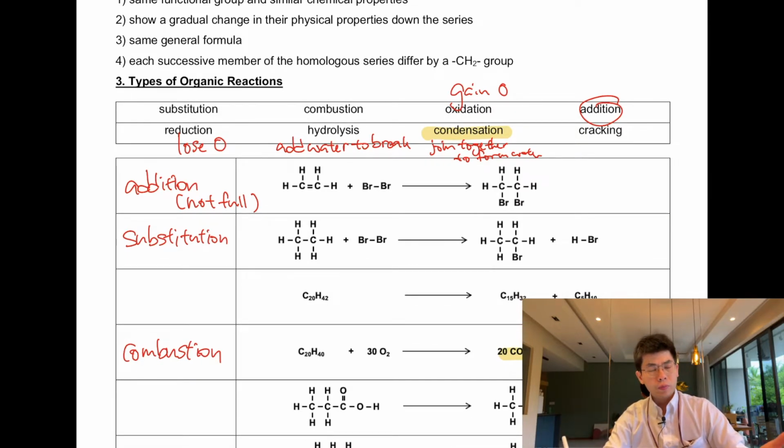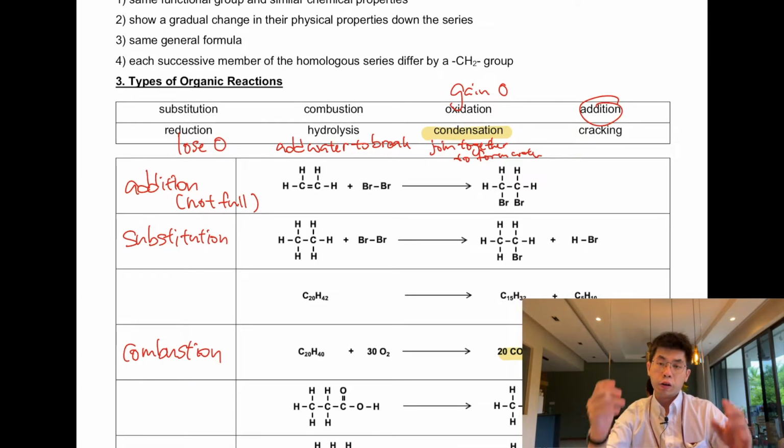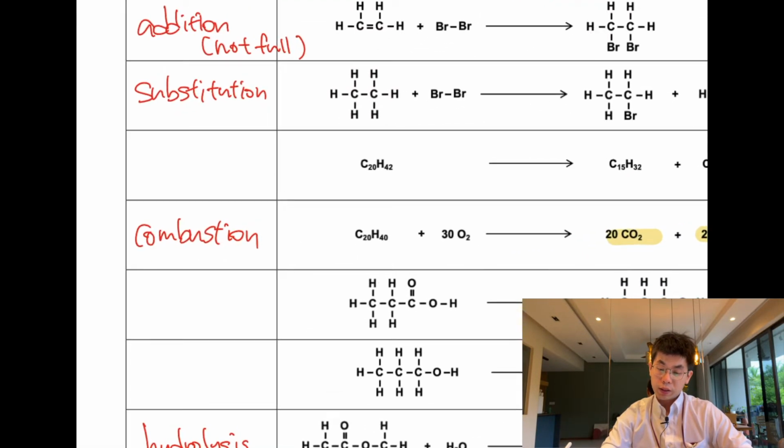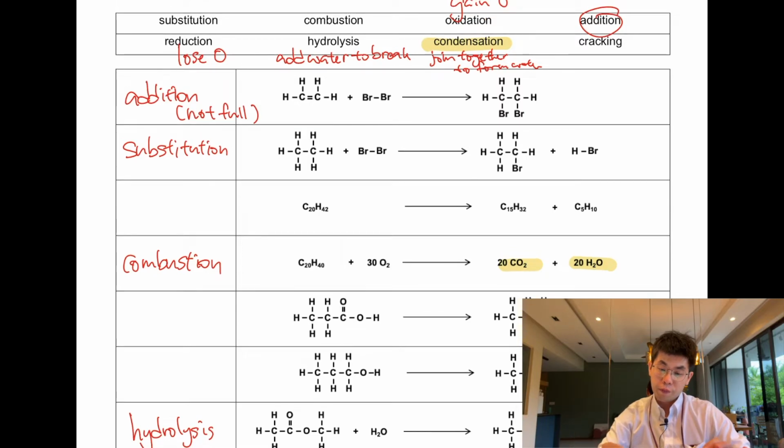What else do we have? Cracking. So logically, when we think of the word cracking, we think of breaking. So over here, one thing that we have broken is this one over here, the third one. So we have a big hydrocarbon here and it breaks up. So this is cracking. And then finally, we have left oxidation and reduction.